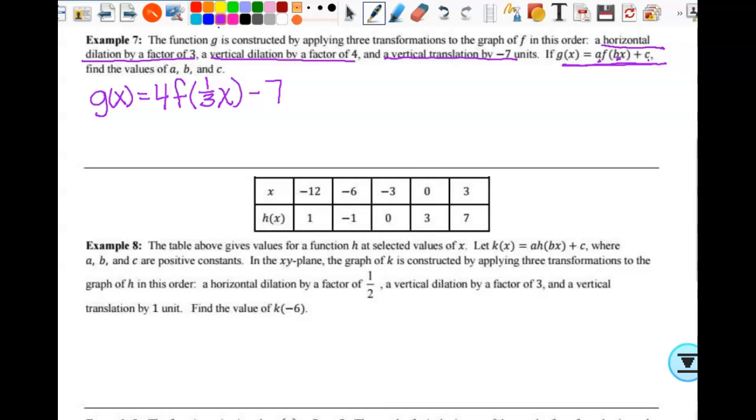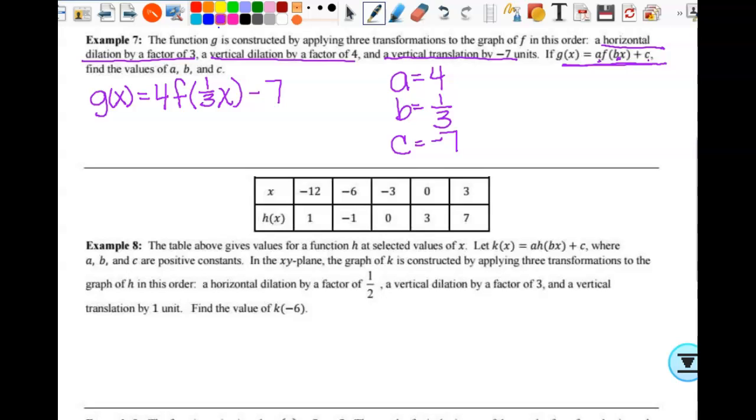All right. So we wrote the equation. Did we answer the question? No. Okay, because you wrote an equation and we put a, b, and c in there, but we didn't actually say what they were. So then we just need to say that a is equal to 4, b is equal to 1/3, and c is equal to -7.